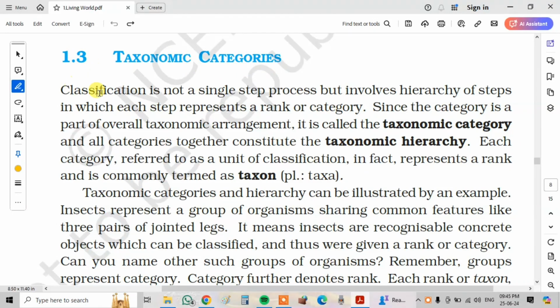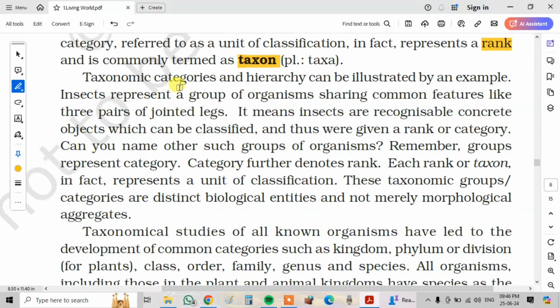Taxonomic categories. Classification is not a single step process but involves a hierarchy of steps in which each step represents a rank or category. Since the category is a part of the overall taxonomic arrangement, it is called a taxonomic category, and all categories together constitute the taxonomic hierarchy. Each category, referred to as a unit of classification, in fact represents a rank and is commonly termed a taxon, and taxa in plural.